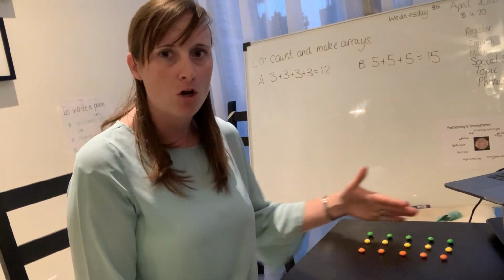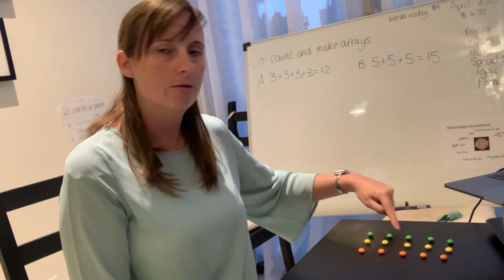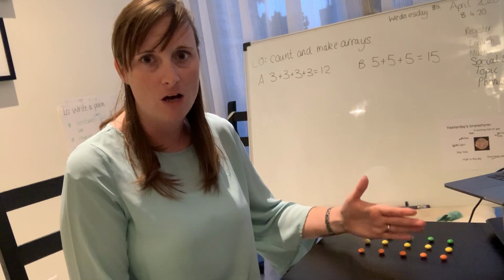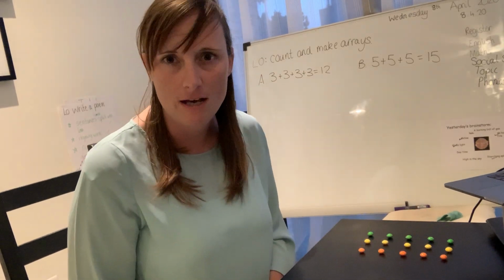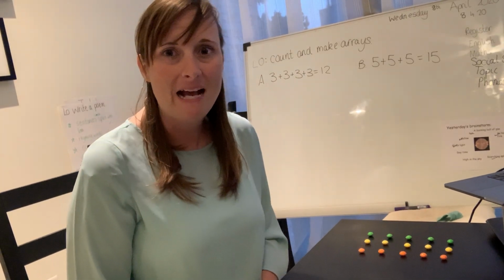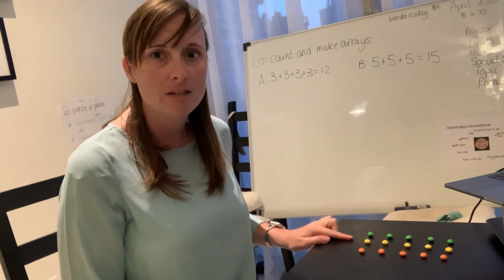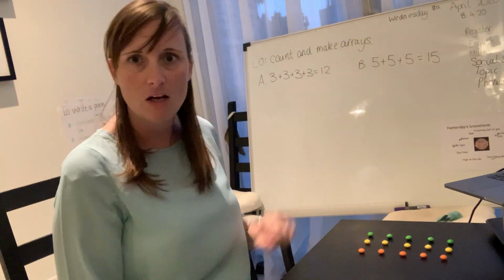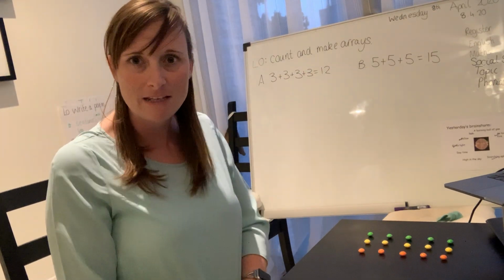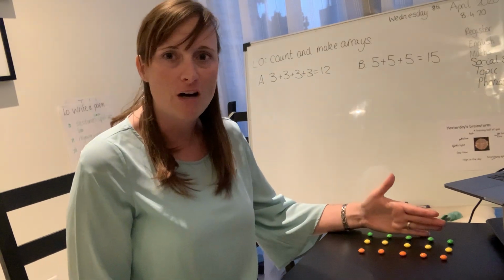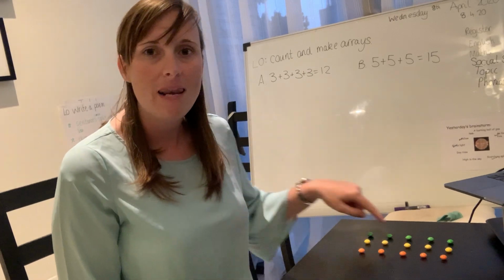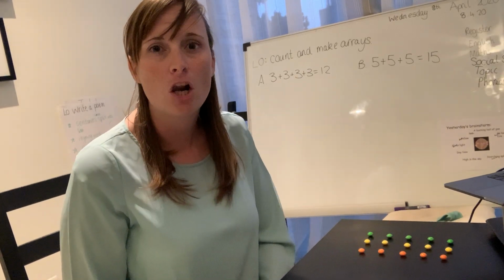So I've got in this row, how many? 1, 2, 3, 4, 5 in a row. And I've got 1 row of 5, 2 rows of 5, 3 rows of 5. So if I was doing my adding today, I would have 5 plus 5 plus 5. 5 plus 5 plus 5. So I could count in 5s to help me find the answer. 5, 10, 15. So by laying our work out in arrays makes it a lot easier to know.